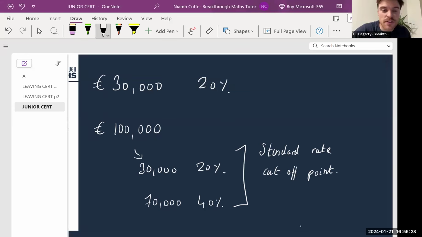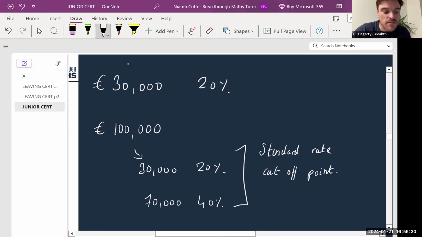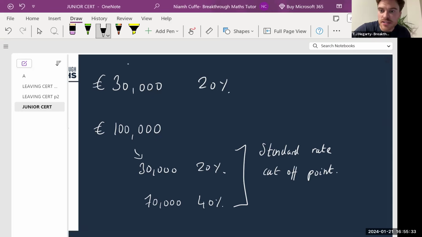Have we done financial maths in school, lads? Text in the chat there. Have you all covered it? Give me a yes or no in the chat. Yeah, a lot of yeses, Niamh. A few no's as well, but a lot of yeses. Okay, great. Really good.